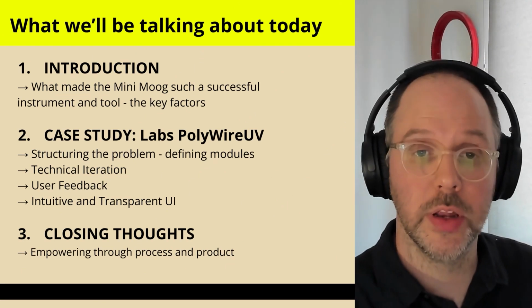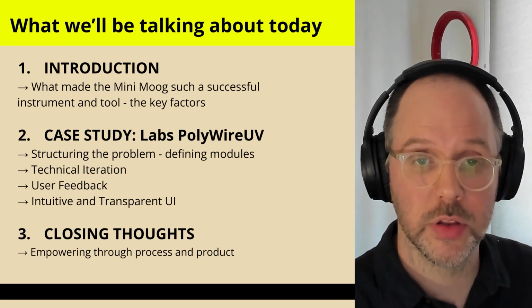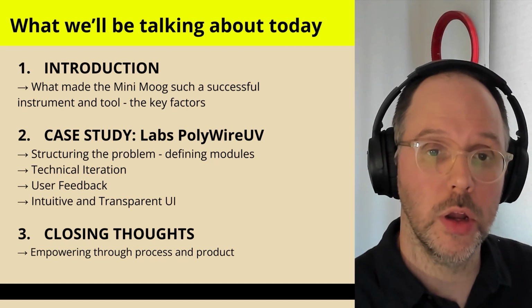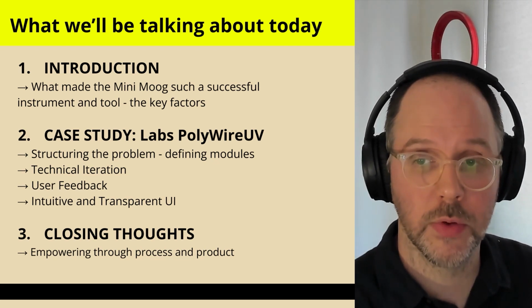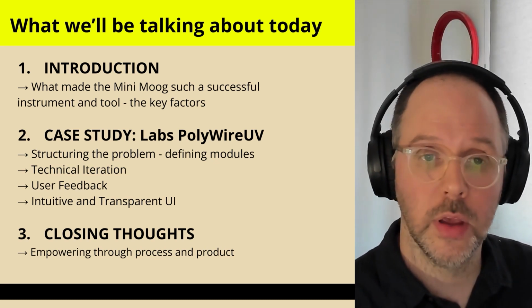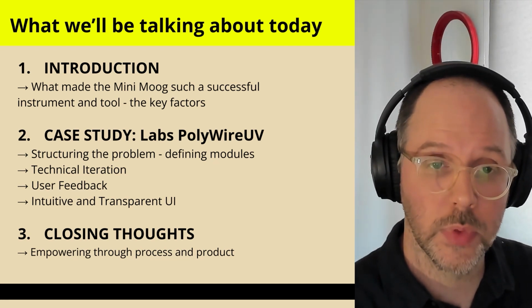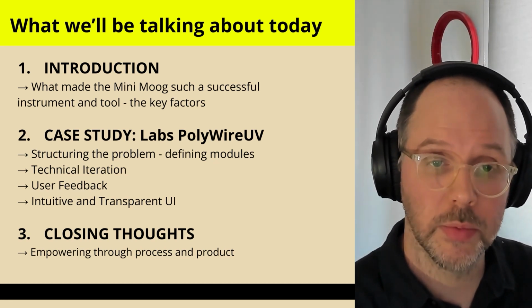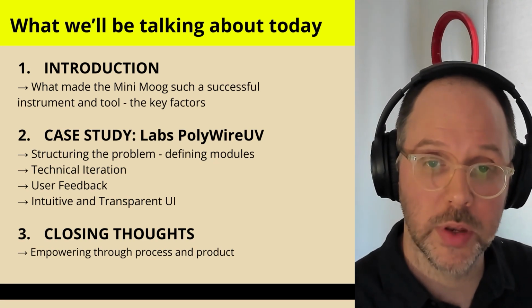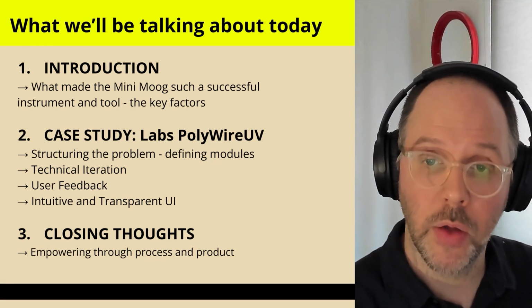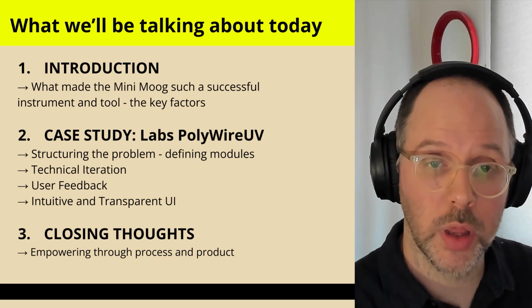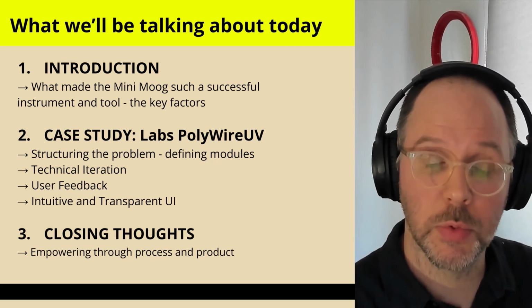The case study is broken into 4 sections. Number 1, structuring the problem, defining modules. We look at the factory PolyWire tool and some difficulties it poses users. We then break down these problems into subsystems, which we can solve for. Number 2, technical iteration. With the starting high-level structure, we discuss a real-world example, how this modular approach helps iterate the PolyWire UV prototype to improve its performance.